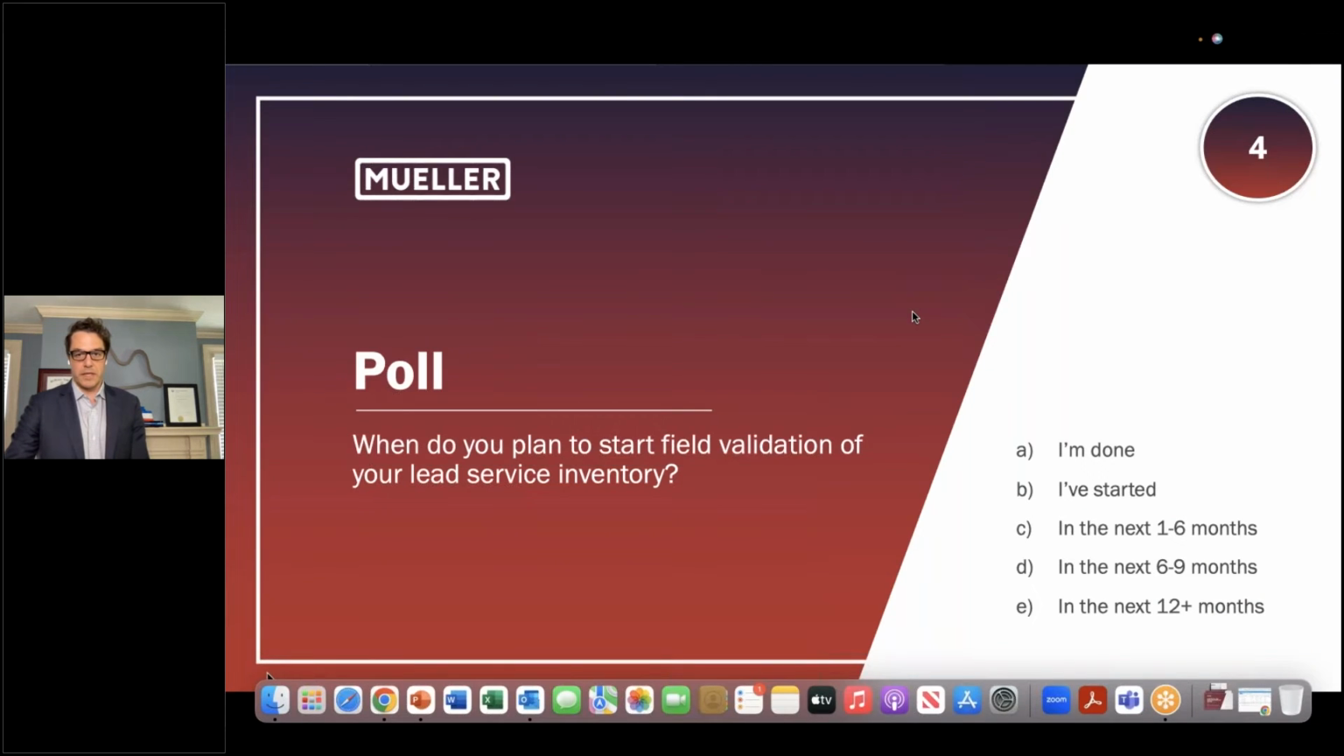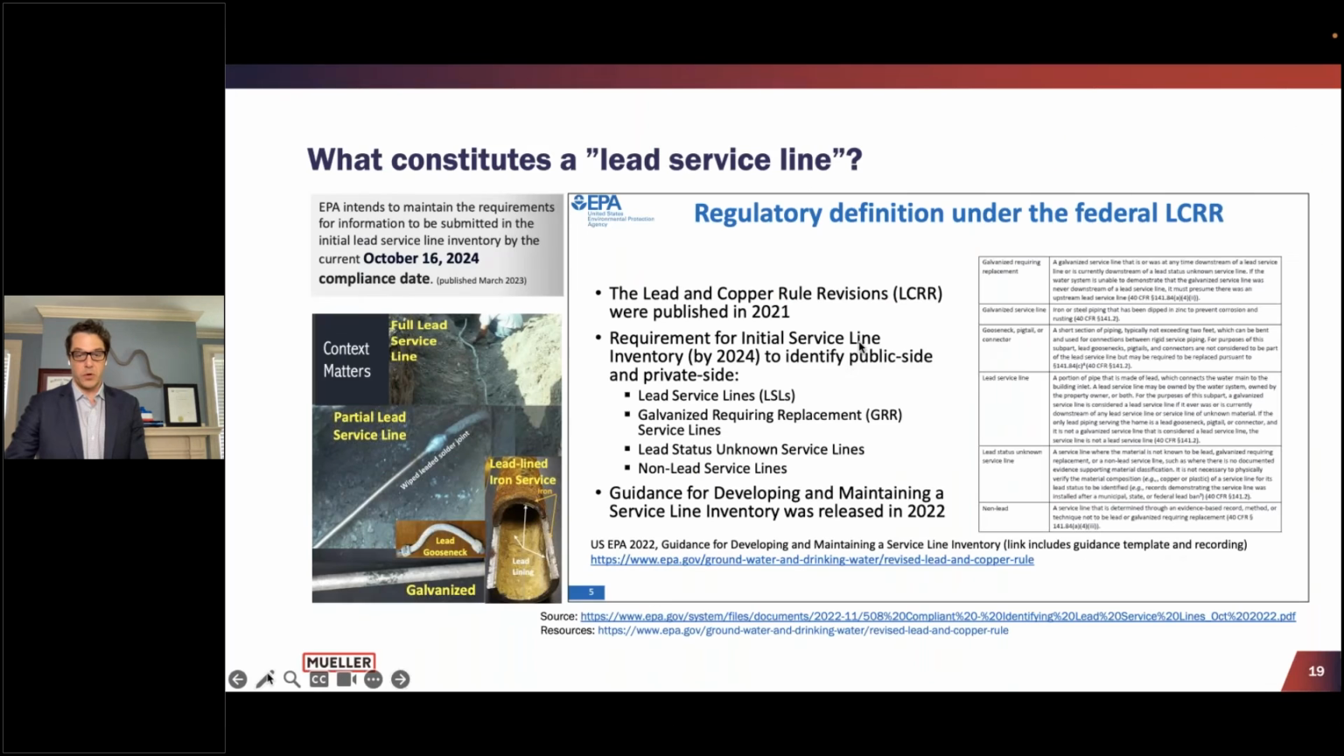Now to shift gears a little bit to North America and to the technology that we're bringing to the table here. We all know in North America that the EPA is driving the need for utilities to get a hold of their service line inventories. There is a requirement, the Lead and Copper Rule Revisions published in 2021, which basically state by October 2024 that inventories of all the utilities need to be submitted to the state regulatory bodies.